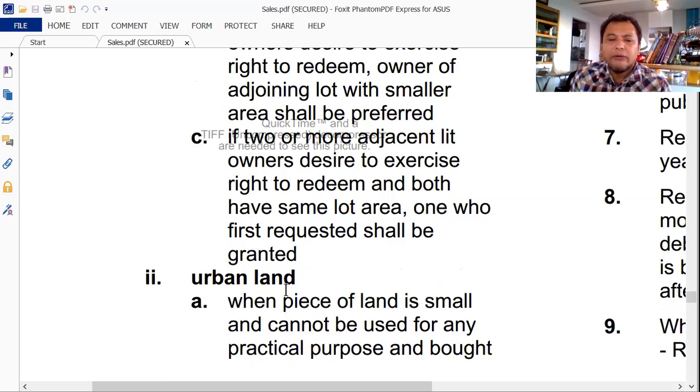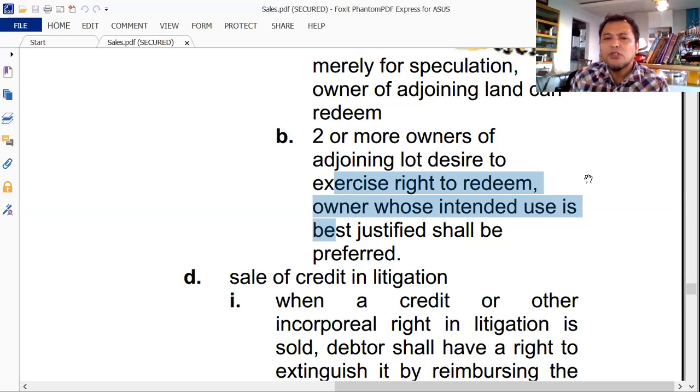Okay, let's go to urban land. Legal redemption of urban land. When a piece of land is small and cannot be used for any practical purpose, and bought merely for speculation, the owner of the adjoining land can redeem that property. No? Because in the Civil Code, particularly Article 1623, before you sell your property, you must offer it first to the owner of the adjoining land, meaning he has the right of first refusal.